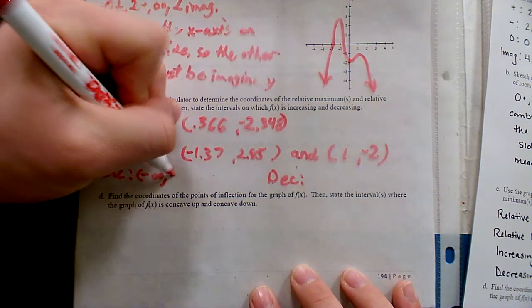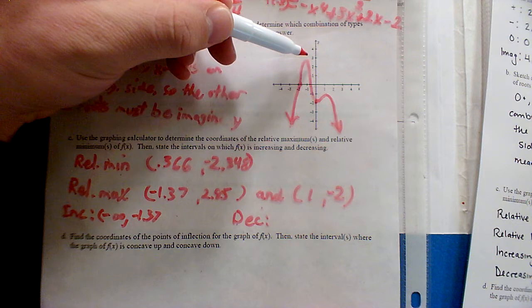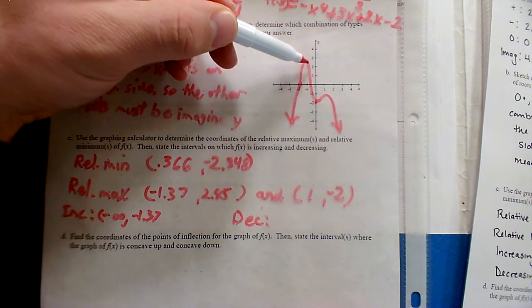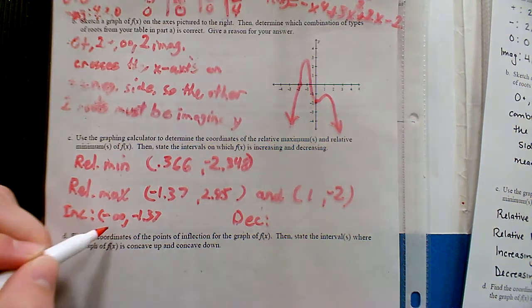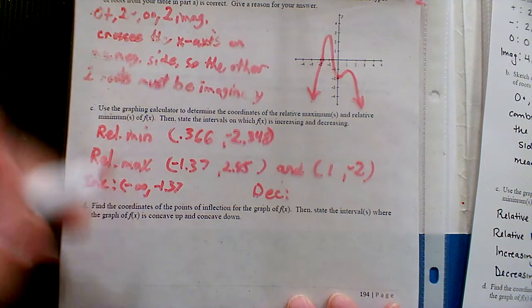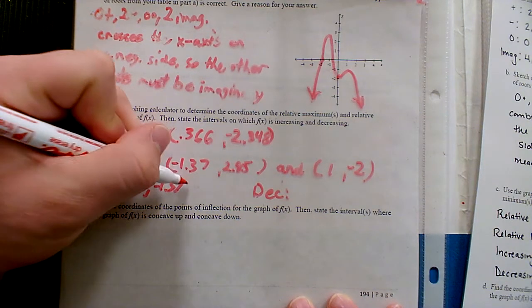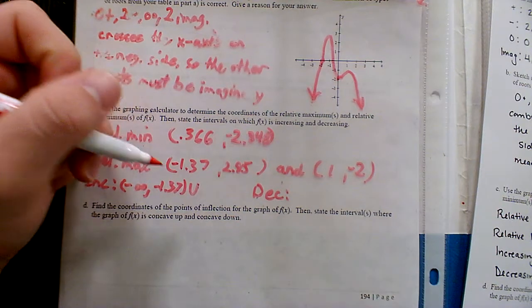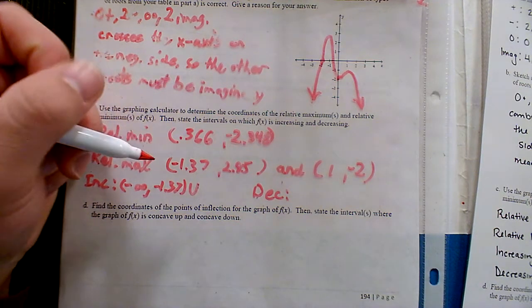Yeah, it is the negative 1.37 because that's where we stop at our relative max. At our relative max, we stop going up. So we know what that point is. So from negative infinity to negative 1.37, we're increasing. Then we're going to put the union here because we're going to have another section where we're actually increasing.